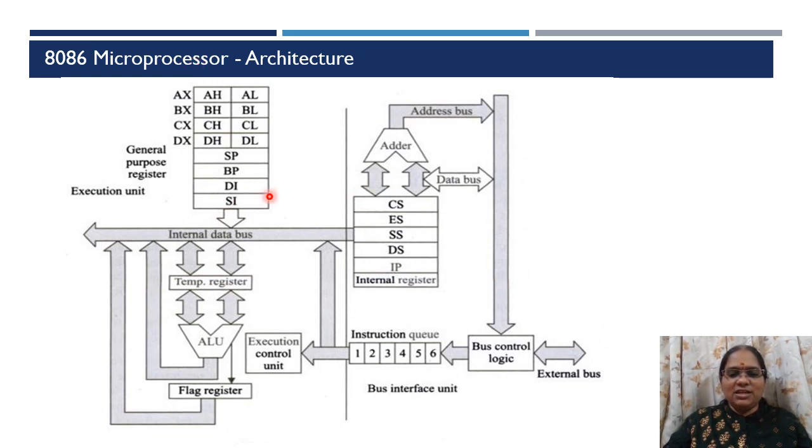As we have seen in the earlier slides, we have 14 registers. This is the way in which your 14 registers are accommodated and configured. So we have AX, BX, CX, DX. These are all general purpose registers, then pointer registers: stack pointer, base pointer, source index, destination index. And then we have 4 segment registers: code, extra, stack, data, and the instruction pointer.